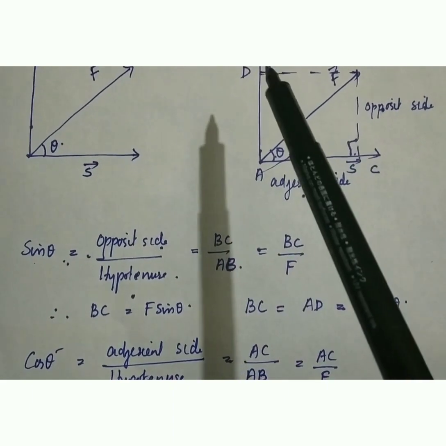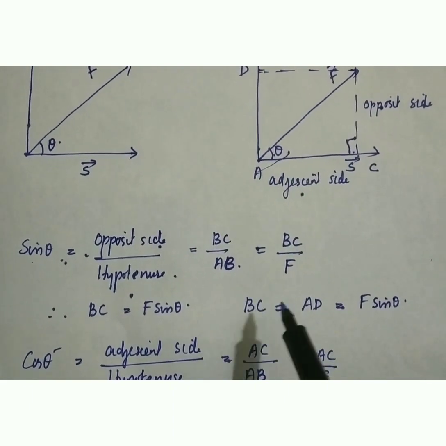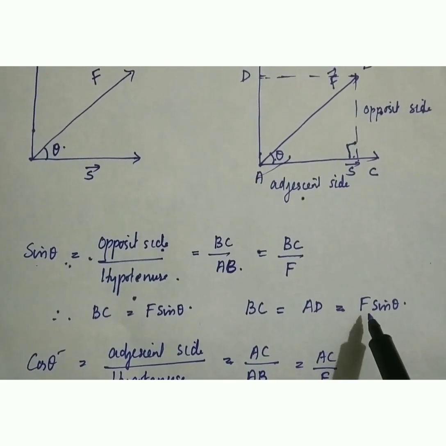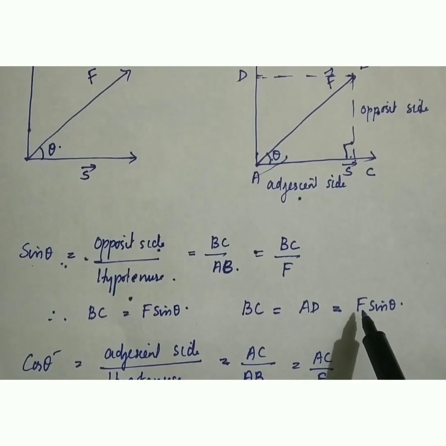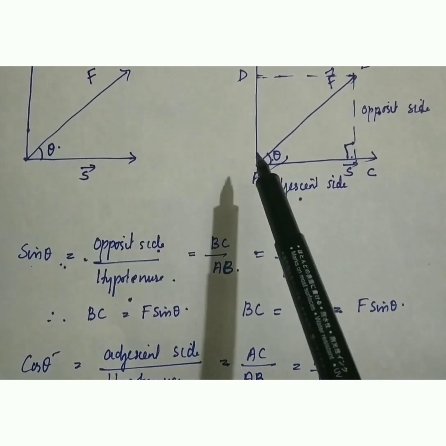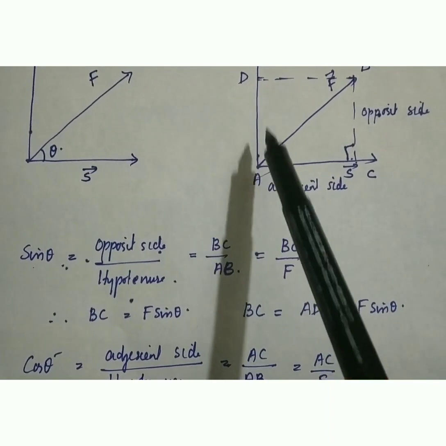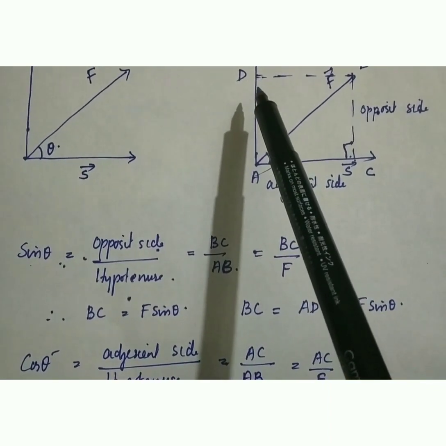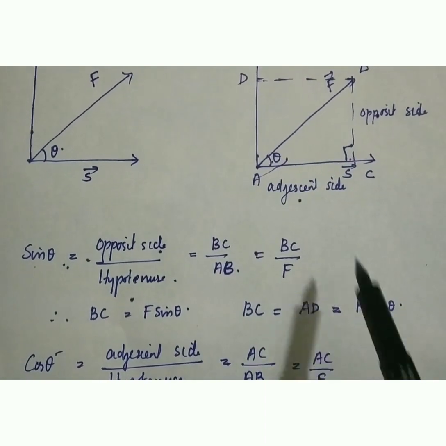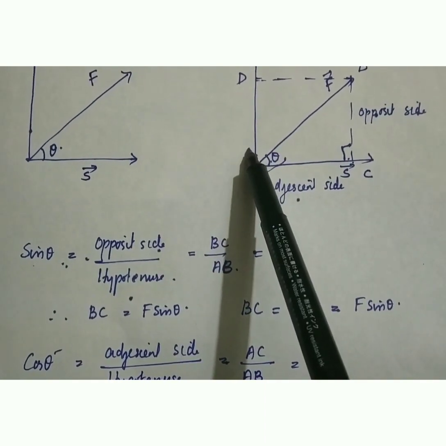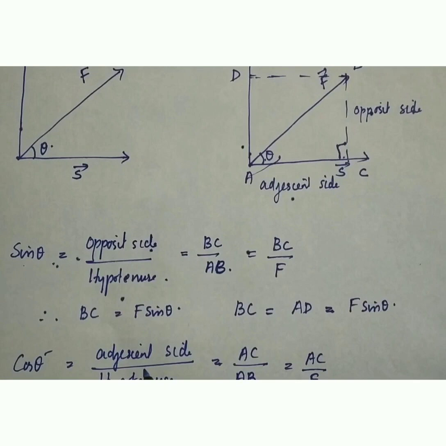BZ is equal to AD. So we can write BZ equal to AD is equal to F sin theta. Is it clear? So F sin theta is acting in the vertical direction. So that is the component of force acting in the vertical direction.